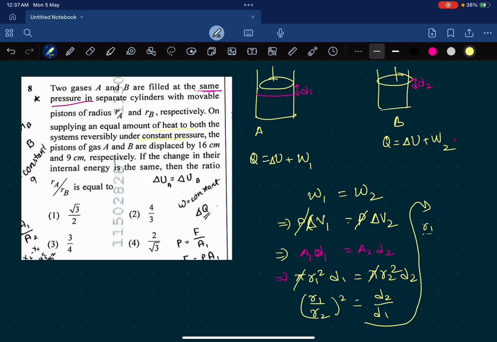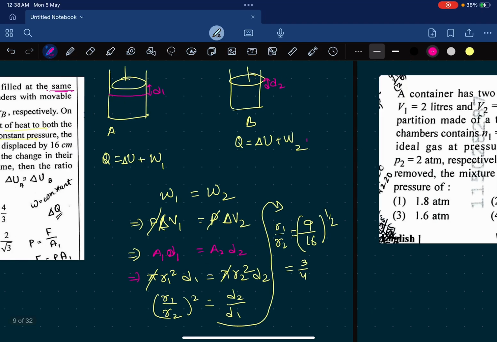So this is r1 by r2 equal to the square root of d2 by d1, where d2 is 9 and d1 is 16, right? So this will be equal to 3 divided by 4. So the answer will be option 3.